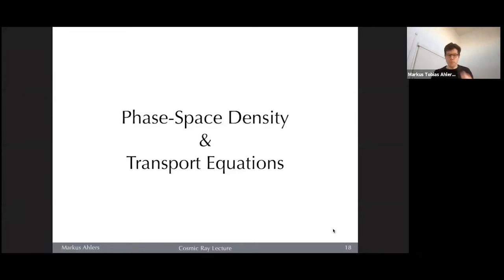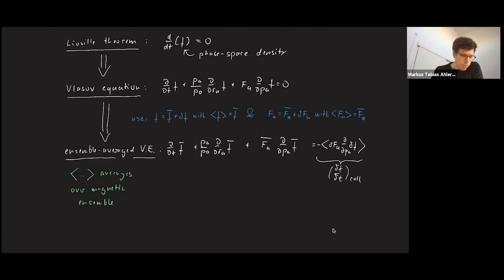So yesterday, I gave an introduction of cosmic ray observations, and we started talking about cosmic ray transport equations. Let me briefly remind you where we ended up yesterday. We were looking at the evolution of the cosmic ray phase-space density.